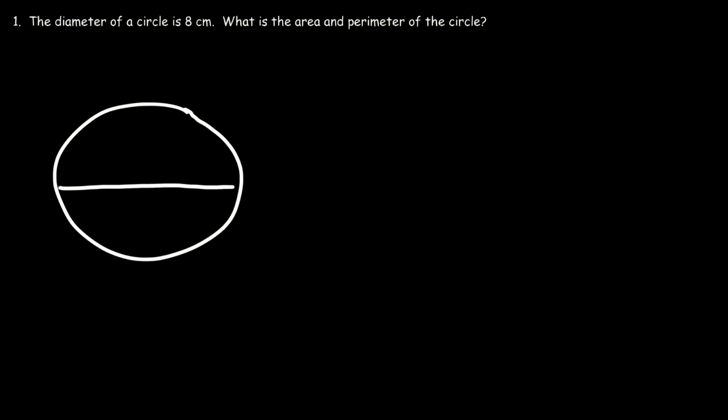Now let's work on some word problems. The diameter of a circle is 8 centimeters. What is the area and perimeter of the circle? So let's draw a picture. And so this is the diameter. It's 8 centimeters. How can we determine the area and the perimeter?